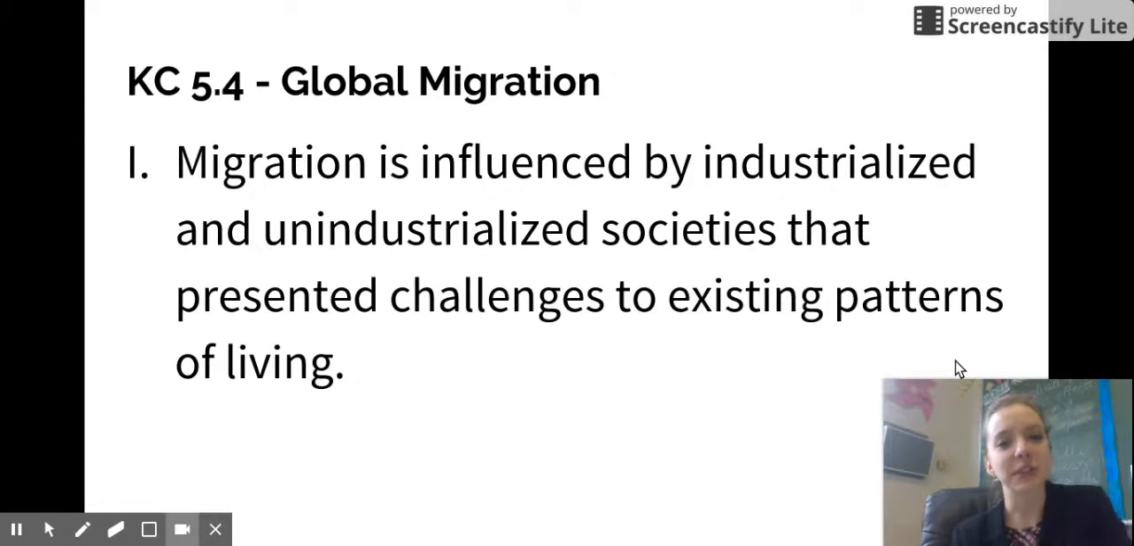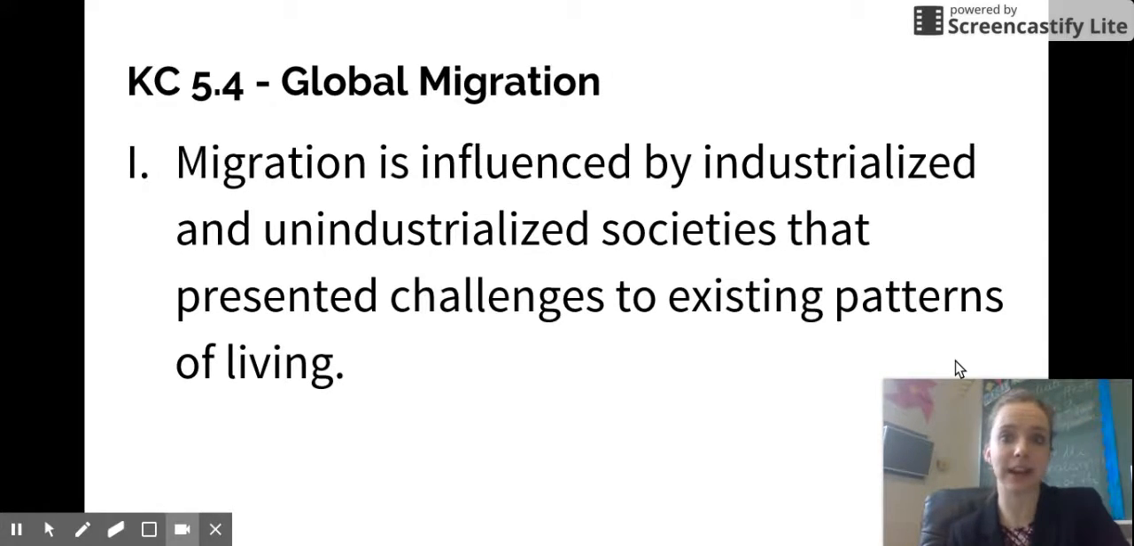So we come now to key concept 5.4, which is about global migration. It's connecting the Industrial Revolution and imperialism, earlier key concepts of this time period, and showing how this affects individuals and their movement around the world. There's certainly a pattern of immigration, which you hear about in U.S. history, which is actually going on around the globe in this migration pattern.